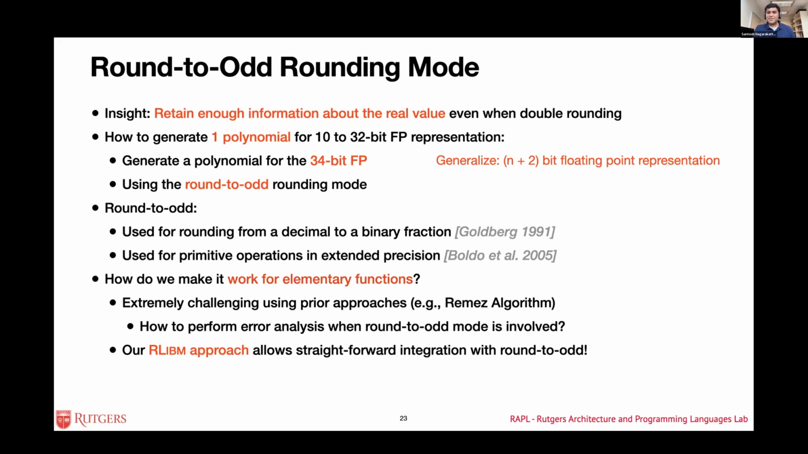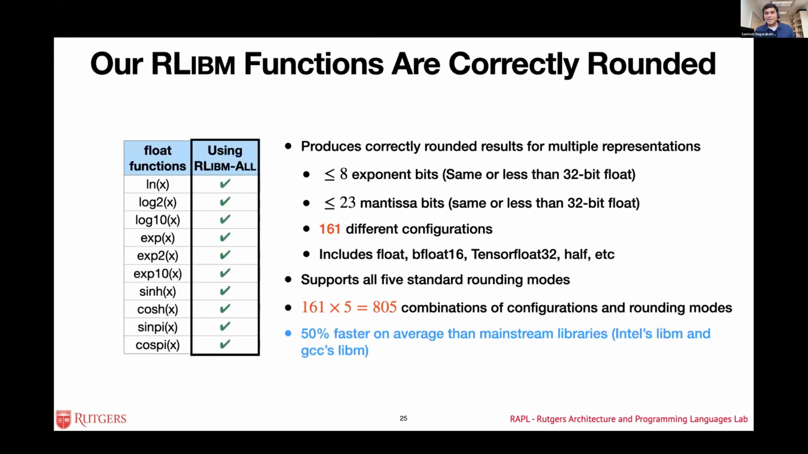Now, is this all just stories that I'm making up? Does it even work? We have built a collection of functions which are correctly rounded, using a single polynomial approximation, and produce correct results for thousands of configurations. You may be paying in terms of performance. Well, at least in our experiments, we are 50% faster than the fastest libraries out there, which produce millions and millions of wrong results.